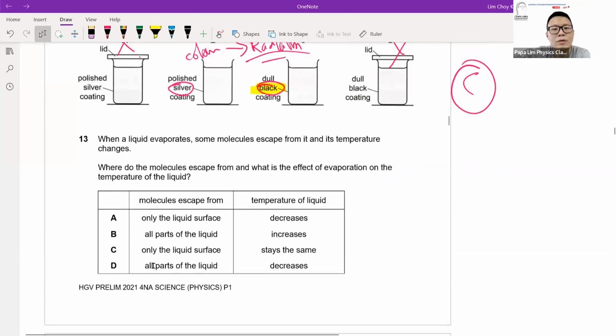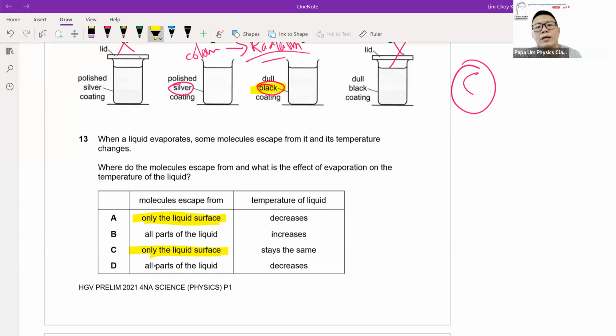Now, when your liquid evaporates and escapes, what happens to the temperature? I will say this is a very standard MCQ question whereby the students need to know what happens during the evaporation phase. Remember, evaporation is the losing of particles only where? Only at the surface of the liquid. Evaporation only occurs at the surface of the liquid. So if you get your facts right, you'll find that A and C are the only possible answers. So B and D I eliminate straight away.